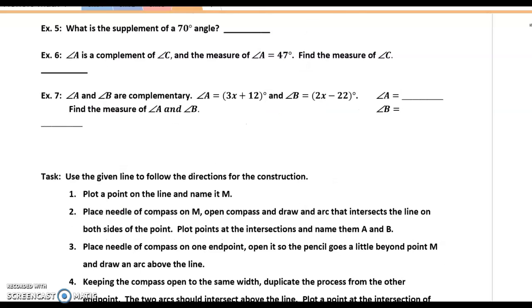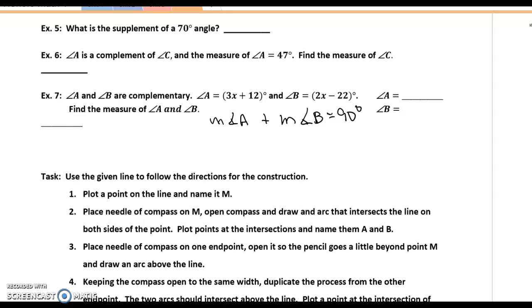Let's skip over to example number 7. Here we're given that angle A and angle B are complementary, which we know means they add up to 90 degrees. And we're given expressions for angle A and angle B. So we need to find the measure of angle A and angle B. Therefore, we need to solve for x. But we need to write an equation to help us do that.